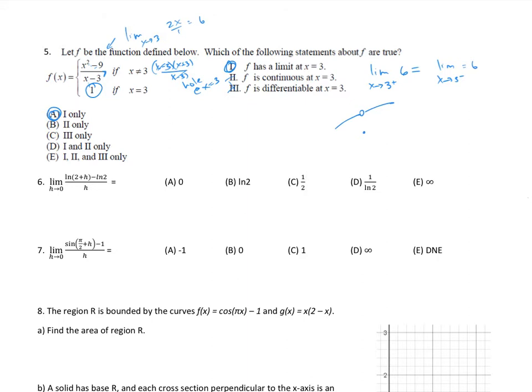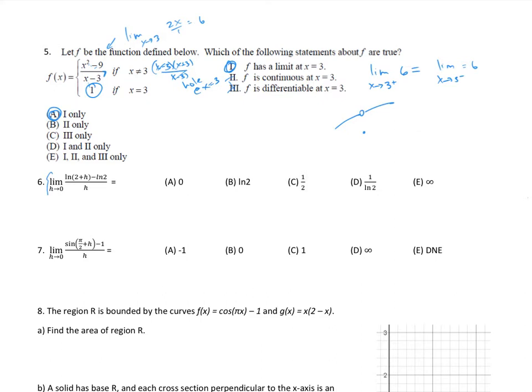Okay, so now looking at number 6, we've got the limit as h goes to 0 of ln of 2 plus h minus ln 2 over h. Well, one thing we realize here is that this is the definition of a limit. This is how it's structured: the limit as h goes to 0 of f of x plus h minus f of x all over h. So that's the way it's structured.